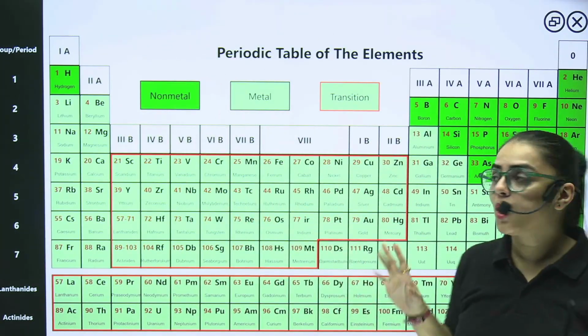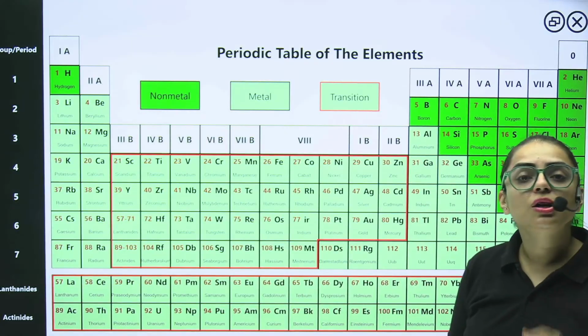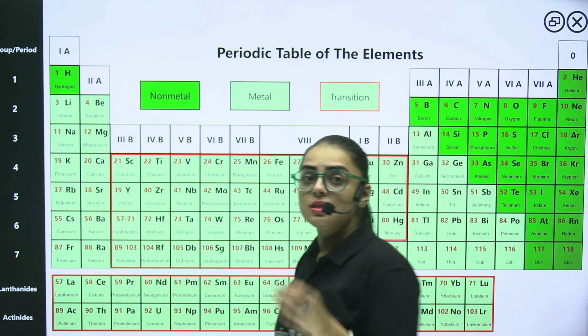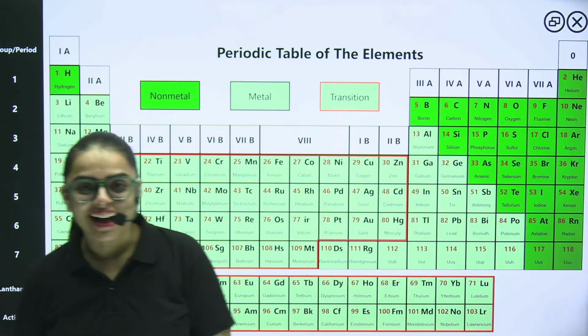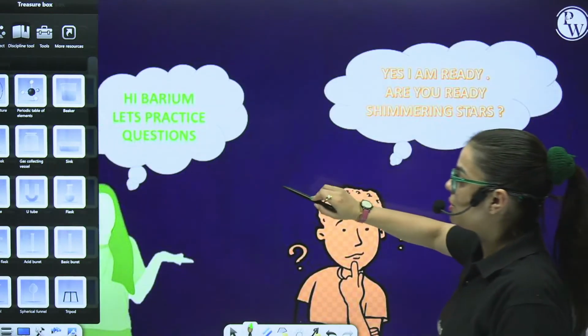But let me tell you, the modern form of periodic table that you're viewing over here is not based upon atomic weight. It is based upon atomic number. We're going to understand this in depth in the next session. No need to worry about it.